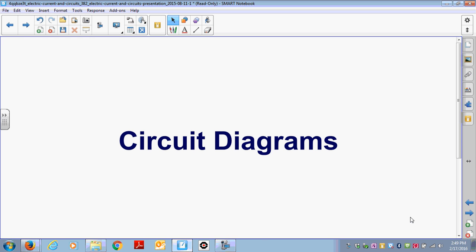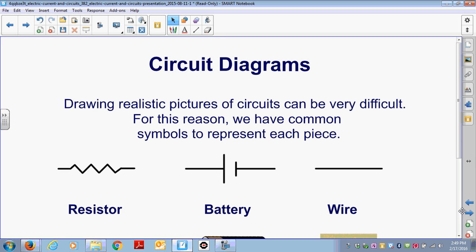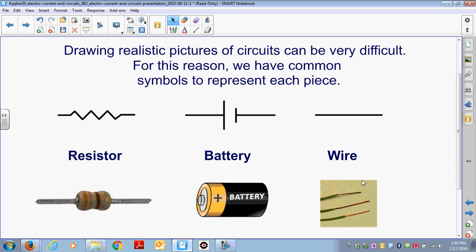In this video, we're going to cover circuit diagrams. Drawing realistic pictures of circuits can be very difficult. For this reason, we have common symbols to represent each piece. Here we have the symbol of a resistor. Here is a battery. Here's a copper wire.